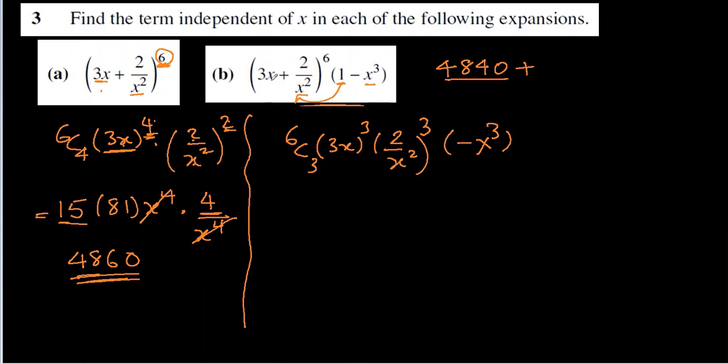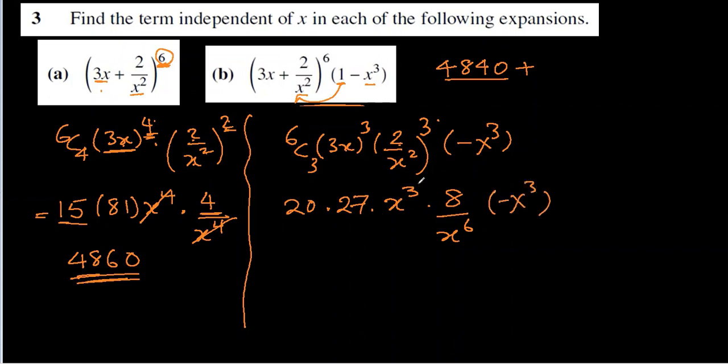Others will give you either x to the power something or a denominator x power something. So this is the second one. Let's try to simplify this. 6C3 is 20 times 3 cube is 27 times x cube times 2 cube is 8. X square cube will be x to the power 6, and minus x cube will be minus x cube.